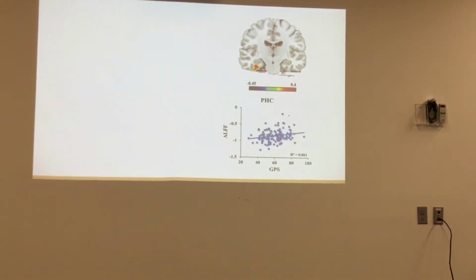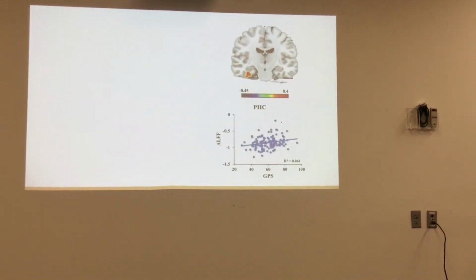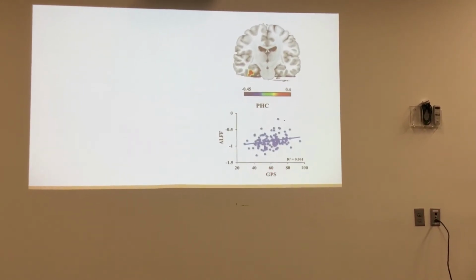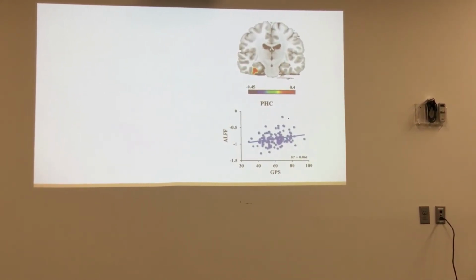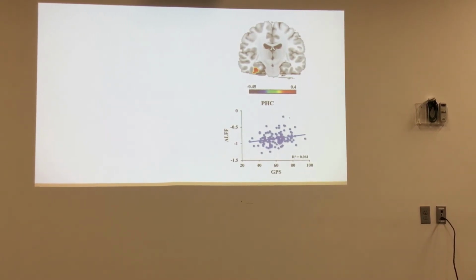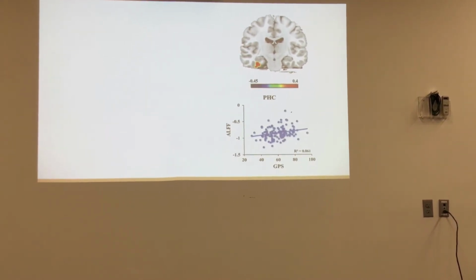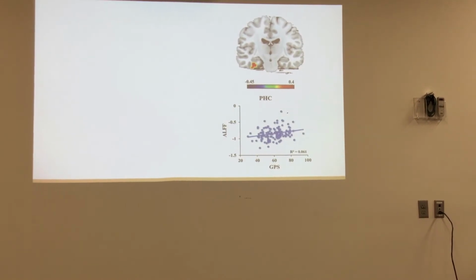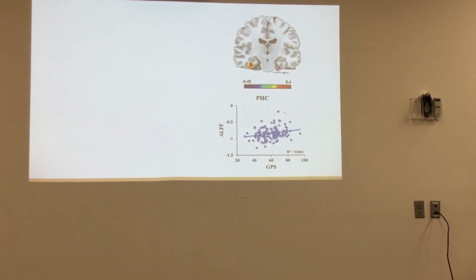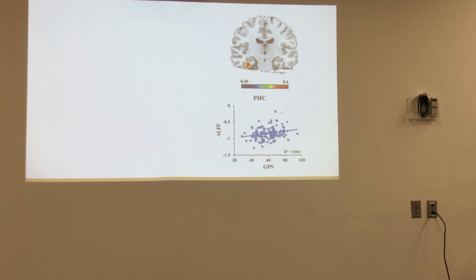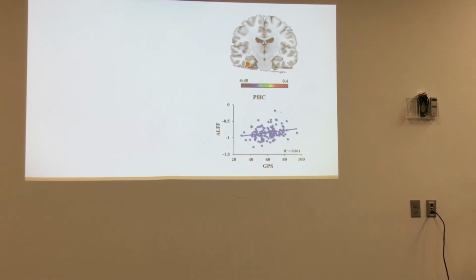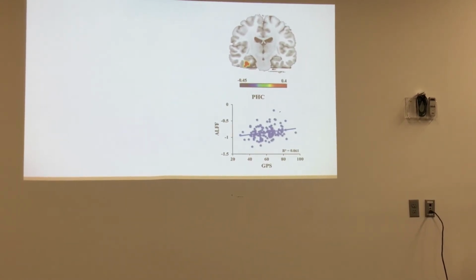That corresponds to this little graph down here. The x-axis is the GPS scale, with 100 being the maximum, the highest procrastinator, and 20 being the least procrastinating person. The ALFF scores show the frequency in the brainwaves. As you can see, there's a positive correlation. The higher you score on the GPS scale, the more of a procrastinator you are, the more likely you are to have this portion of the brain active naturally.